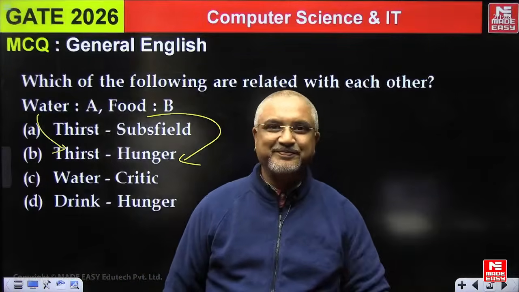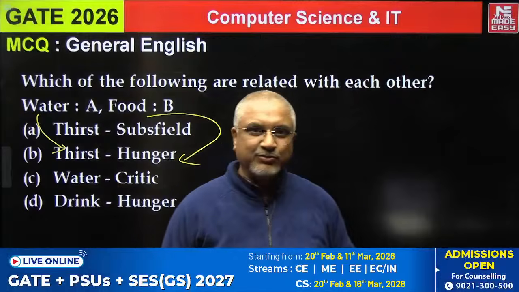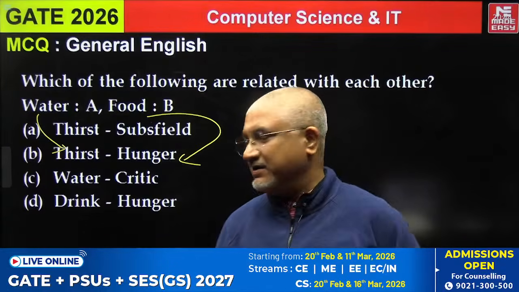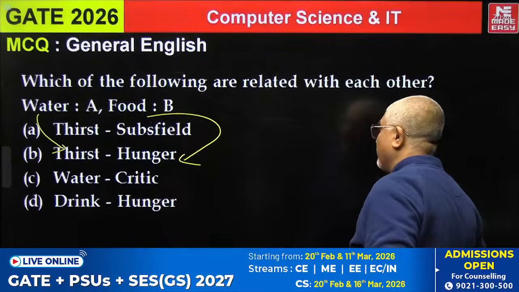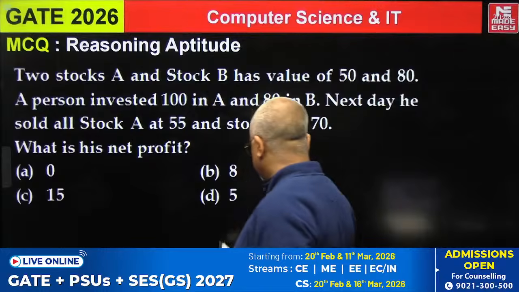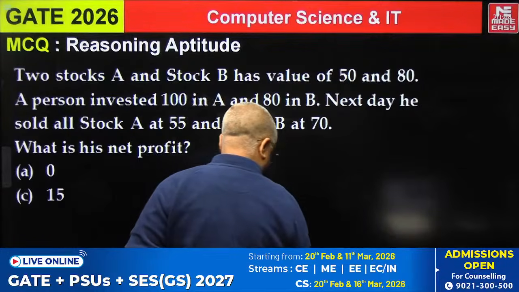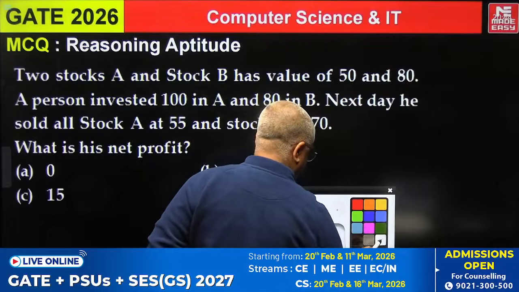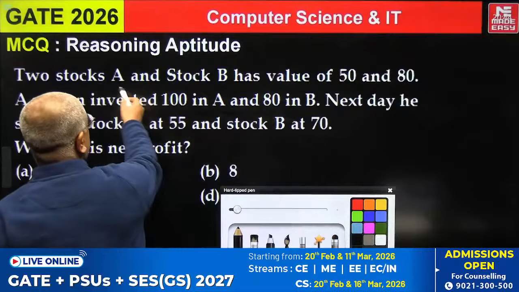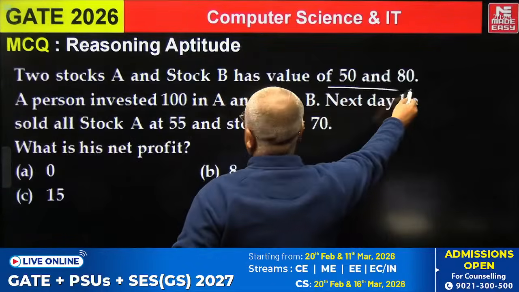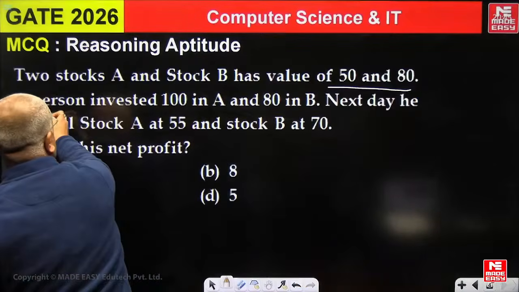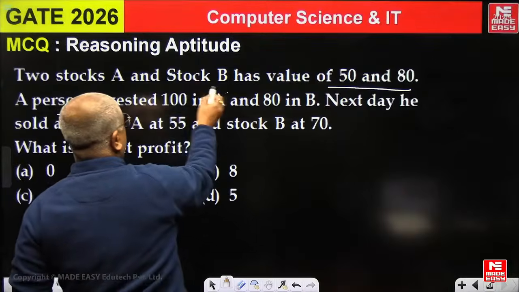Greetings for the day. How was the aptitude section? I am not able to find more than one question, and I really have my doubts about the data in the question. Is it so easy? Two stocks A and B. A has a value of 50 and B 80. A person invested 100 rupees in A.